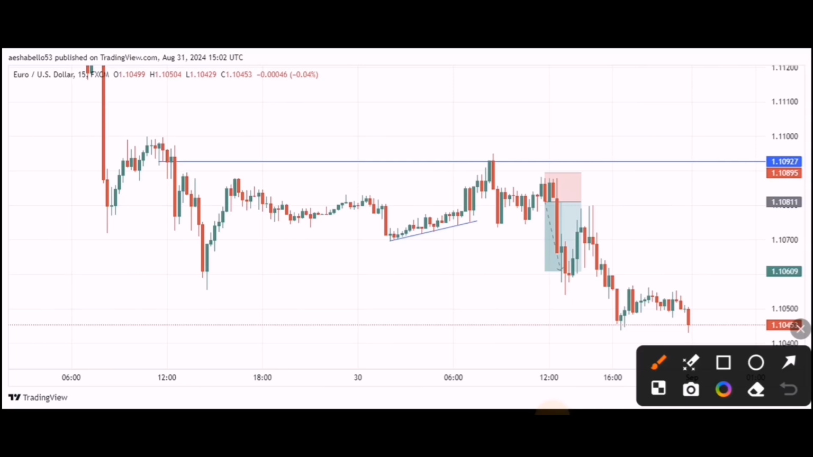What is a simple fractal? A simple fractal, for instance, say when the market is coming down, you see something like this. This is a simple fractal. Why? No change, no break of structure here to the left side.